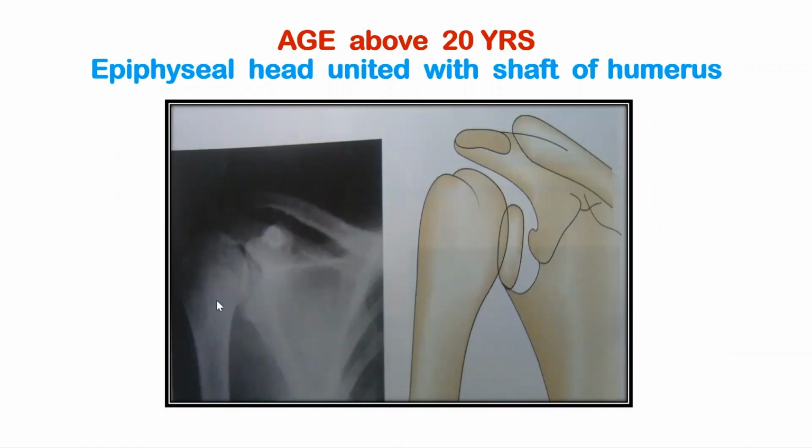Above 20 years, we can see that the upper end of the humerus is united with the shaft and no epiphyseal lines can be made out. It is smoothly united to form one complete humerus.